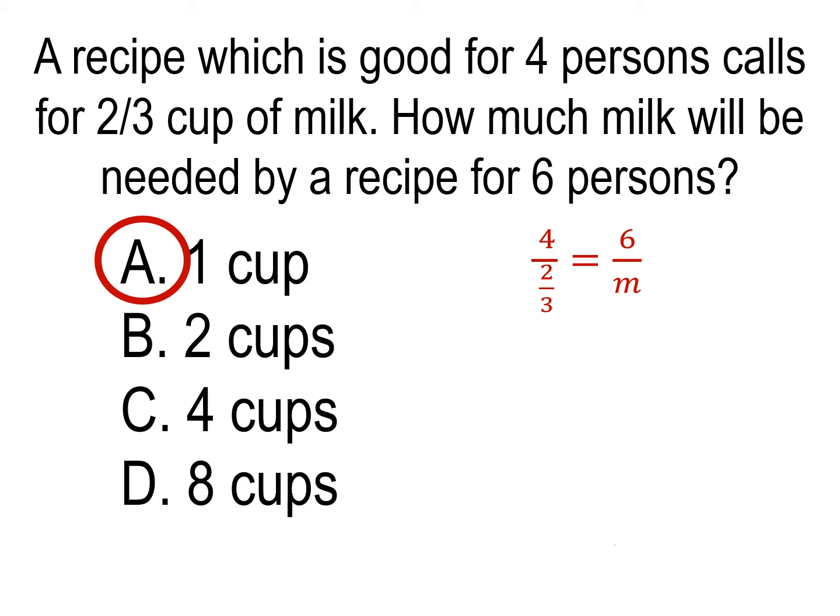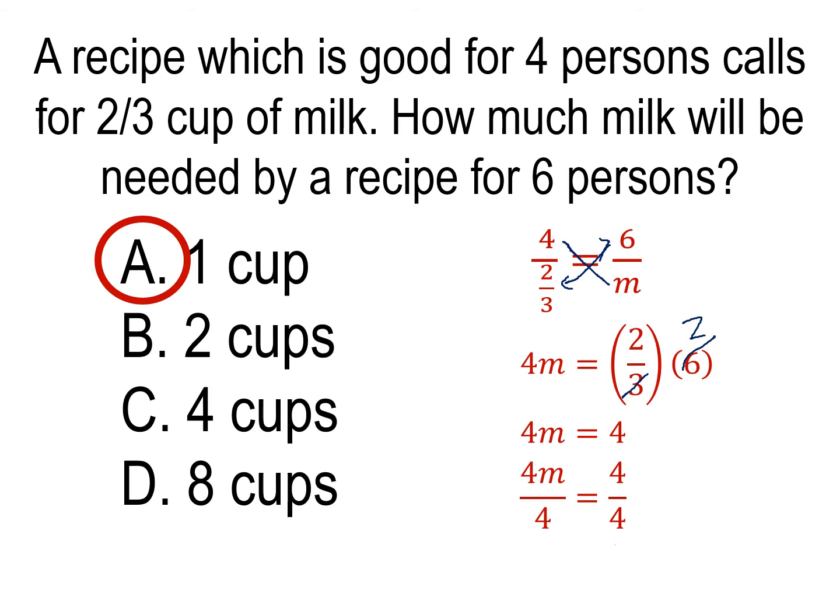So, this is the system. You cross-multiply 4 and m. So, you are given 4m equals 2/3 times 6. 6 divided by 3 is actually 2. 2 times 2 is 4. Then, 4m equals 4. Then, you divide both sides by 4 to isolate m. So, m equals 1. 1 cup, actually. That is what it means.